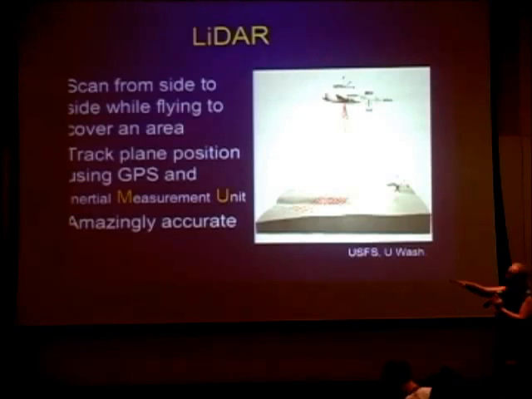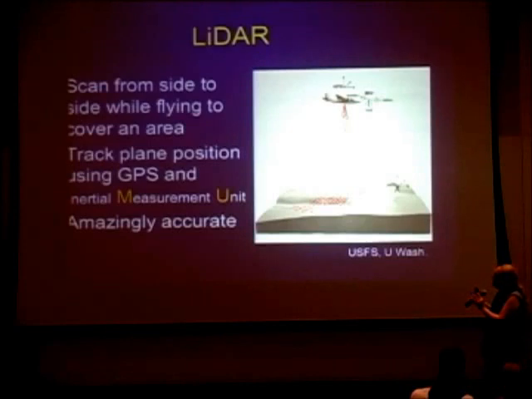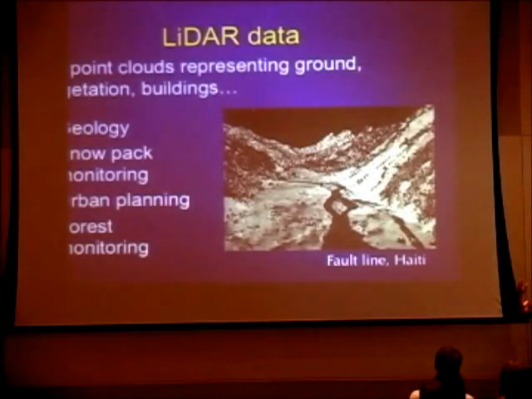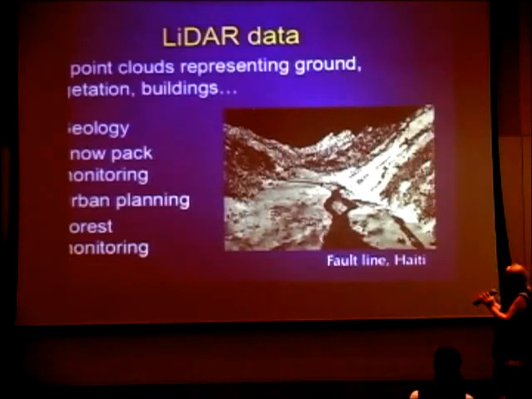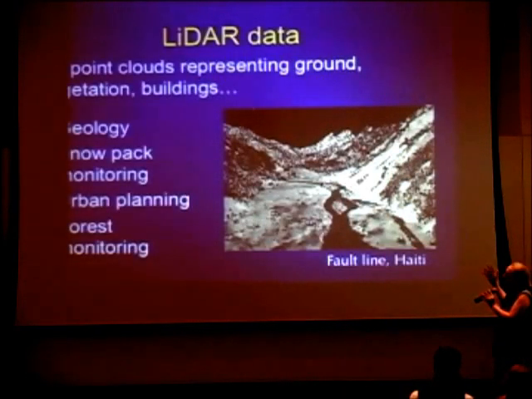And what that does is it covers a good sized area. Then the position of the plane is tracked amazingly accurately using a combination of GPS and something called the IMU, the inertial measurement unit, that measures how fast the plane is flying and how it's turning and pitching and rolling. So we get the position of the instrument amazingly accurately, which means that if we have all these distances, which are also amazingly accurate, we end up with a cloud of points that represent the stuff that you see on the ground. Whatever is down there: the earth, vegetation, buildings.